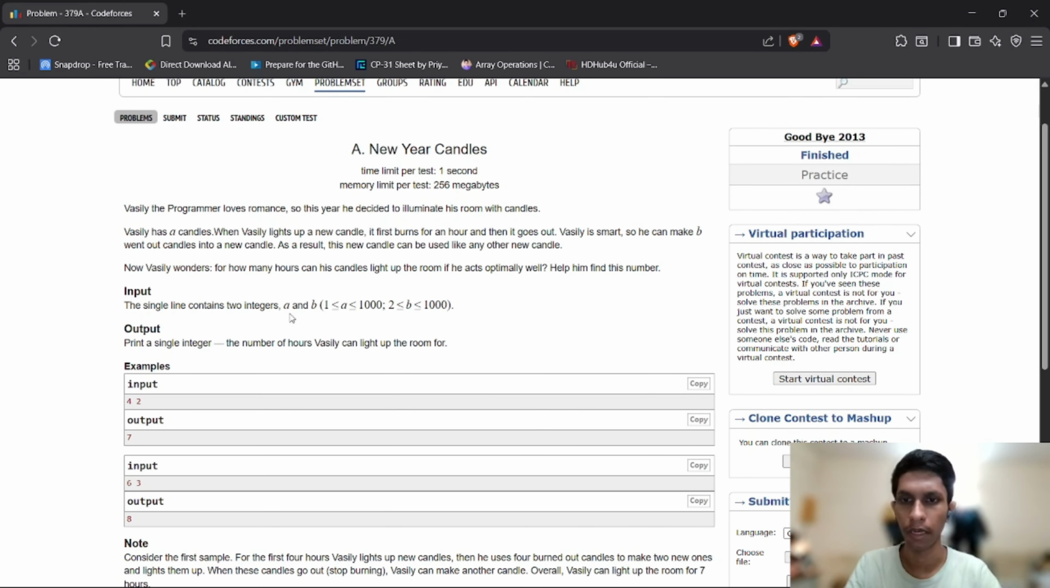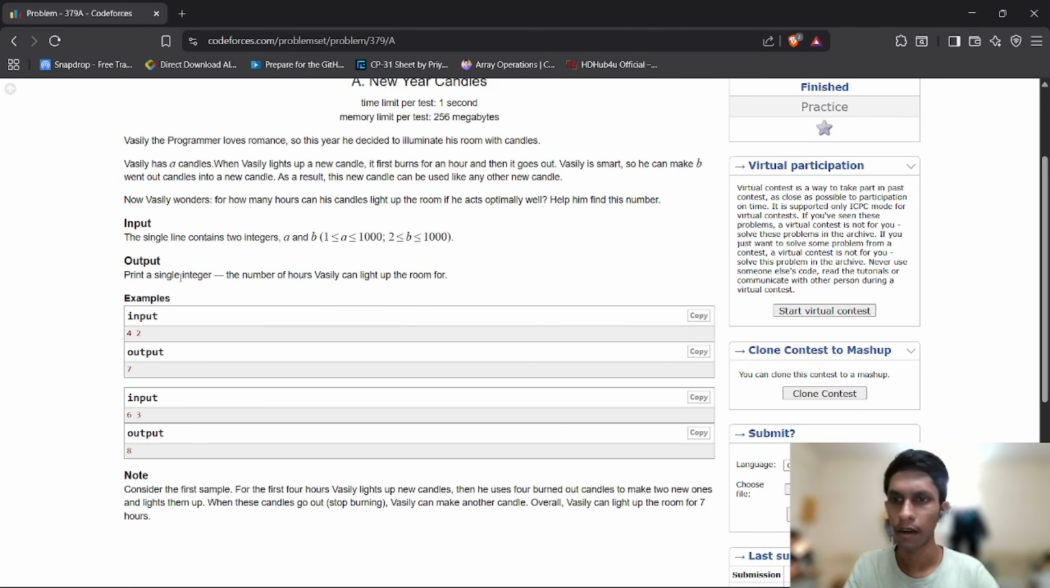So as an input, we will be given A and B. A will be the number of new candles and B will be the number of burnt out candles which are required to make a new candle. A is going to be the new candles which will be initially given, and after burning all A candles we can make a new candle using B candles and use these as new candles.